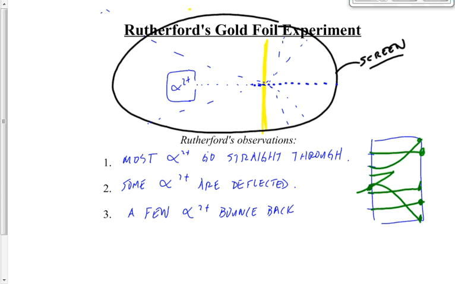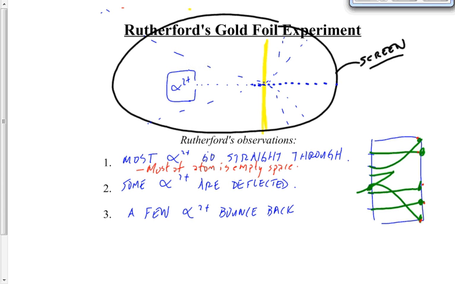So what does that tell us? If these guys right here, 1, 2, 3, went straight through, these two guys were deflected, and this guy bounced back, what does that tell us? Well, first of all, it tells us that most of the football field is empty space. Most of these people, 100 of these 110 people, didn't hit anything. They just went straight through. The football field was empty space. So the fact that most of these alpha particles went straight through told us that most of the atom is empty space.